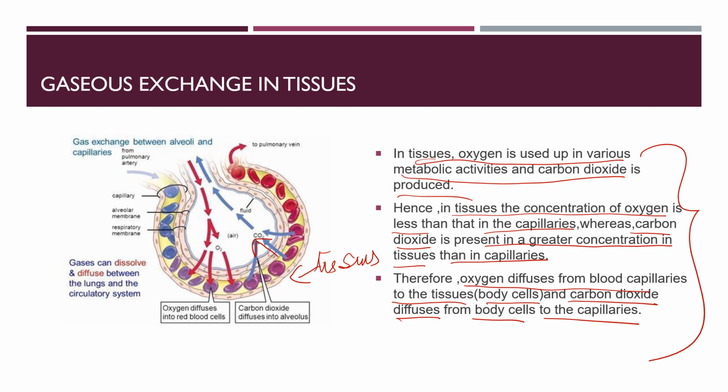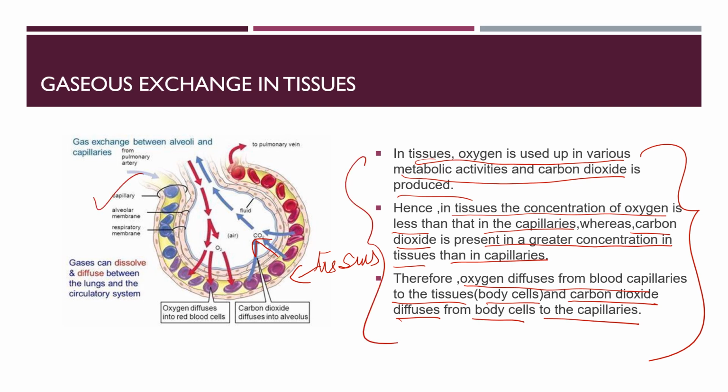So this is the simple mechanism of respiration at the cellular level, or we can say the gaseous exchange between the tissues and the alveoli. Okay, so gaseous exchange is happening between the tissues and the alveoli in this way. We should be very clear about this. Once we are clear about this diagram, we will be clear about these notes also. So go through it, learn it properly.